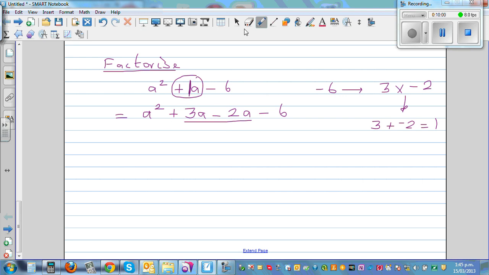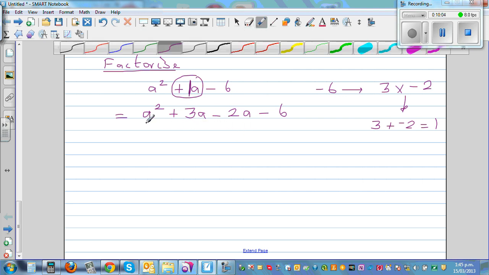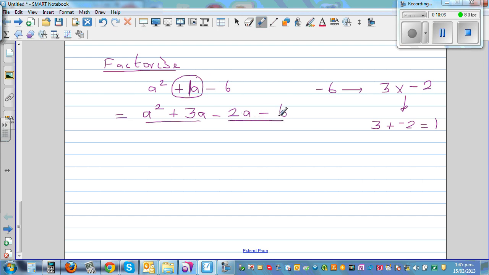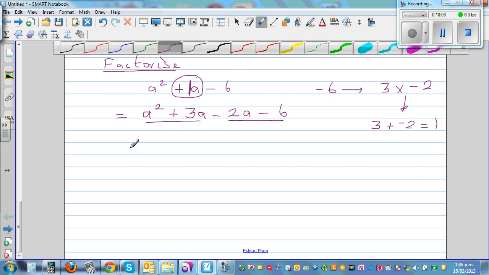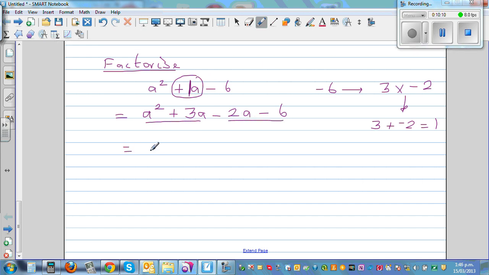So now, making two groups here. If you factor, you can make these two groups. So now I'm going to say, you can factor out a, you get a plus 3. And if you factor out a minus 2, this is where you have to be careful. You have to put a plus 3 here. Now, why did I put a plus 3? Let me just confirm like this.